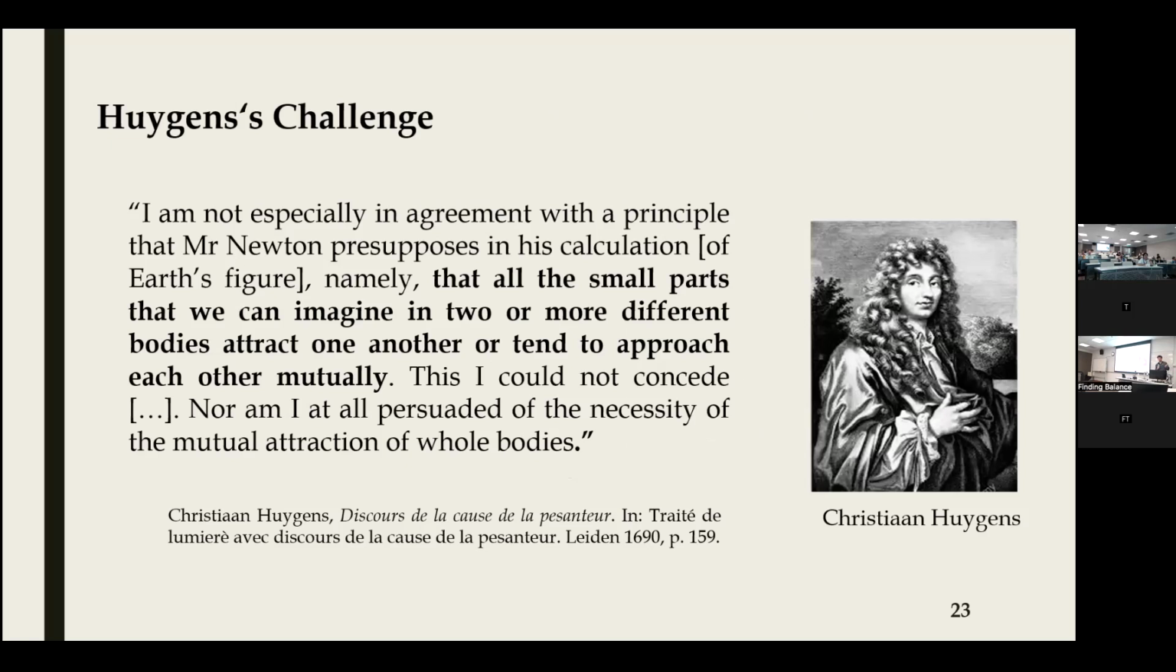Huygens says he's not in agreement with Newton's principle that all the small parts that we can imagine in two or more bodies attract one another or tend to attract each other mutually. He couldn't concede it. Neither was he convinced that the third law of motion applies to gravity. So Newton had a problem. He had to produce an empirical prediction that constitutively depended on the parts of celestial bodies, not just the celestial bodies considered as spheres or point masses, to make a difference to empirical measurement.